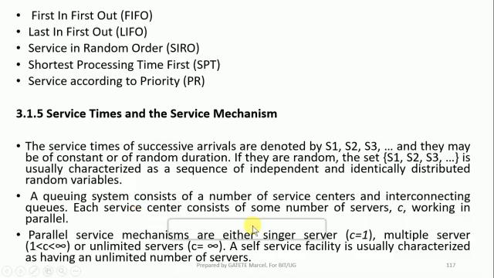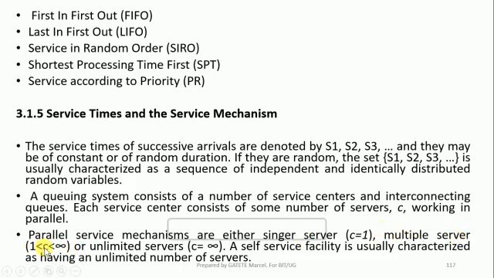Each service center will consist of some number of servers. For example, one service center can have 2 servers, like that. Those servers will be denoted as C, working in parallel. So parallel service mechanisms are either a single server, a single server who is serving multiple people, or multiple servers.